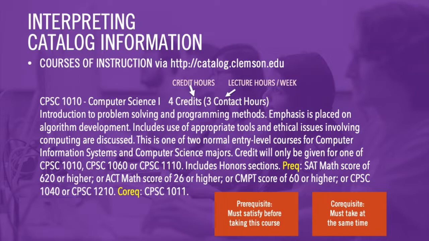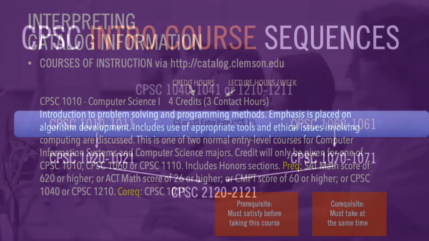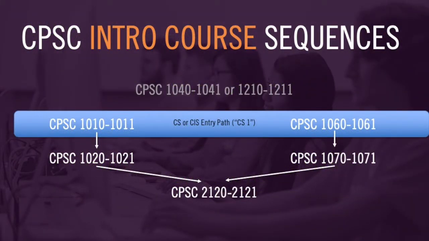CPSC 1010 is a 4 credit hour class where 3 contact hours, or 150 minutes, of weekly in-class time corresponds to the lecture component of the course, and 1 contact hour, or 100 minutes, corresponds to the required co-requisite lab course. The School of Computing has 2 introductory course sequences, CPSC 1010 and CPSC 1020, or CPSC 1060 and 1070.